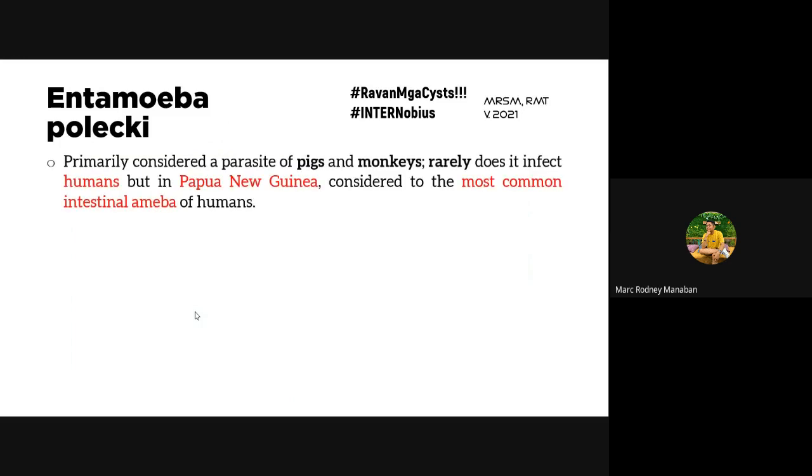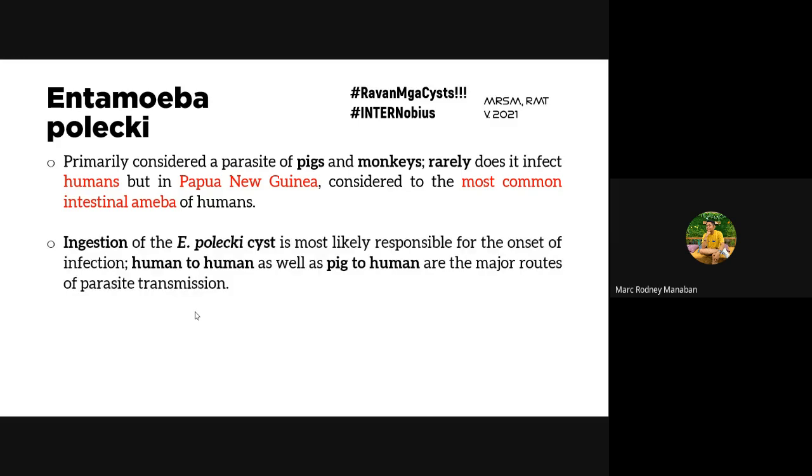Now, Entamoeba polecki is considered to be a parasite of your pigs and monkeys. And in some areas of the world, such as in Papua New Guinea, this is considered to be the most common intestinal amoeba of humans. But in the rest of the world, this is rare. You will hardly see it. But in Papua New Guinea, it is very common, the most common intestinal amoeba there.